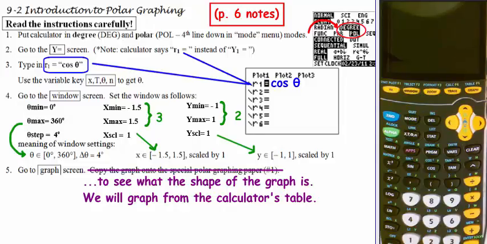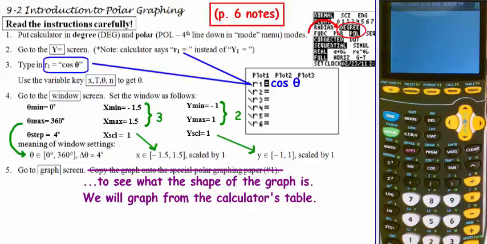Today's lesson is about polar graphing using your graphing calculator. So you'll need to have your graphing calculator out, and we're going to set up a brand new mode. So turn your calculator on, and as you can see in your notes, we're on page 6, and you can see at the top of the page it has all this information on setting up your calculator.